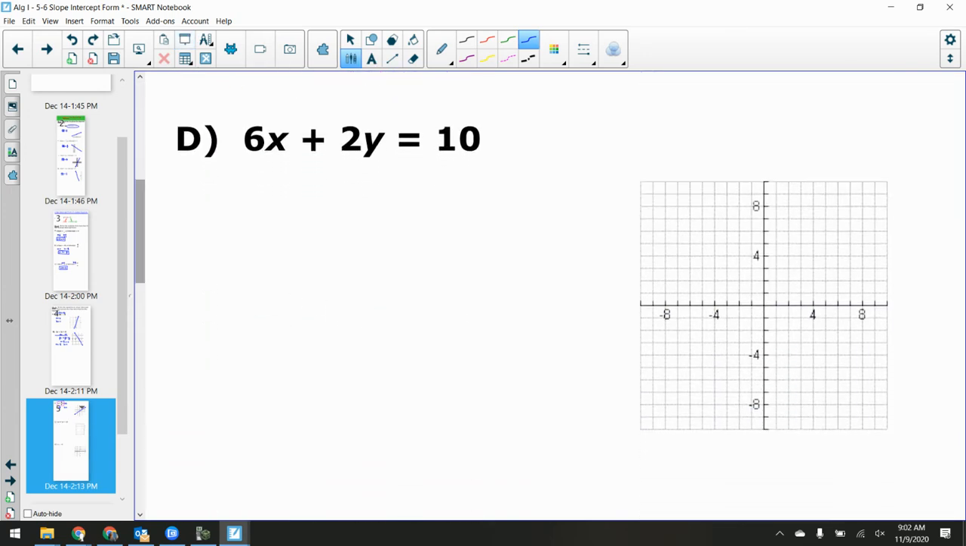Why don't you guys practice solving this one for y? Because obviously it's not in that form. Solve this for y.